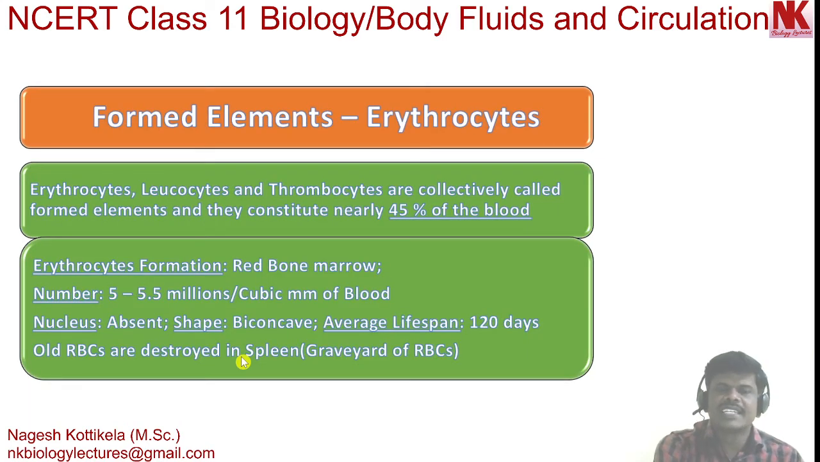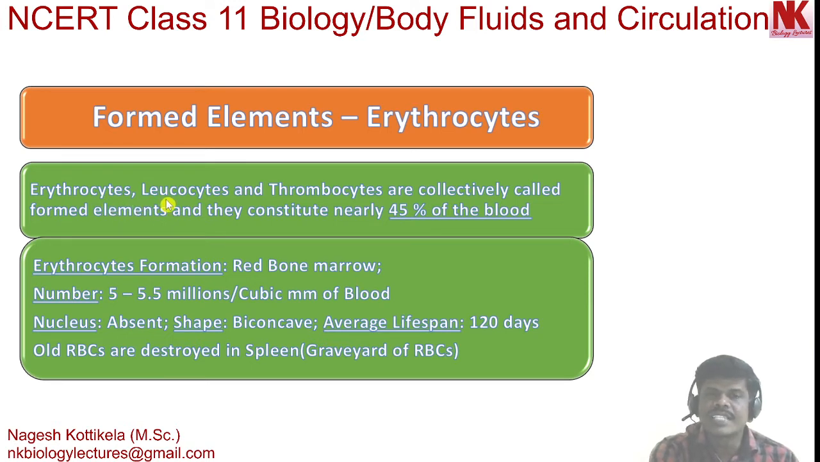Moving to the next, let's now discuss the formed elements. As we discussed earlier, plasma constitutes 55% of blood, and the formed elements constitute 45% of the blood. Erythrocytes, leucocytes, and thrombocytes are collectively called formed elements.